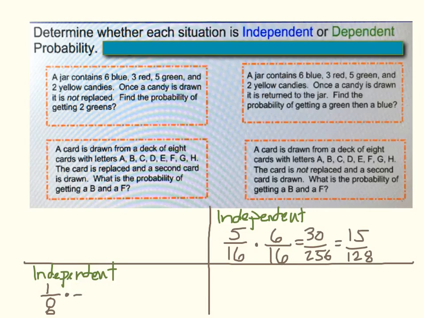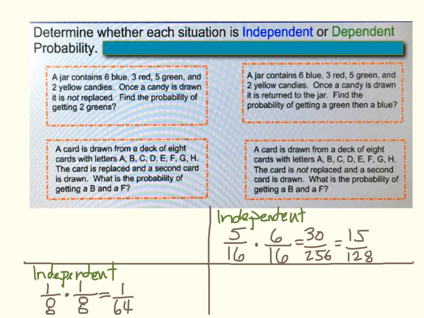And again, we're multiplying. We now go back for a second card. And again, there's still 8 cards in the deck. And how many of them are F's? Well, one of them is an F. So the probability of getting a B and then an F would be 1 out of 64.